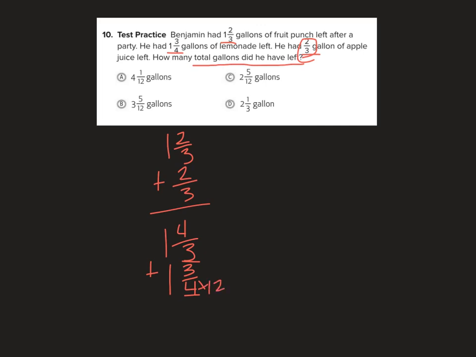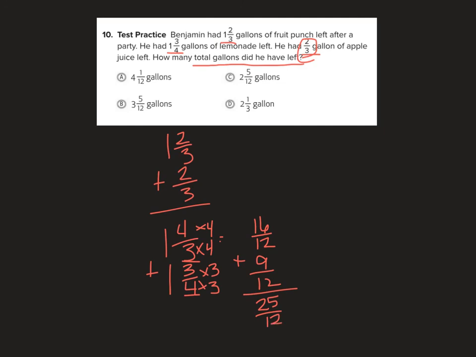Okay, so I'm going to take times 12. No, not times 12. I need it to be 12. So I need to multiply it by 3. Times 3, times 3. And the other, I'm going to multiply it by 4. So now I'm working with 4 times 4 is 16 twelfths plus 9 twelfths. Okay, when I add these together, 16 and 9 gets me to 25 twelfths.